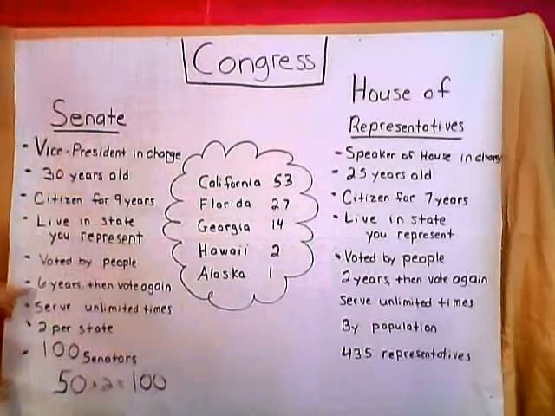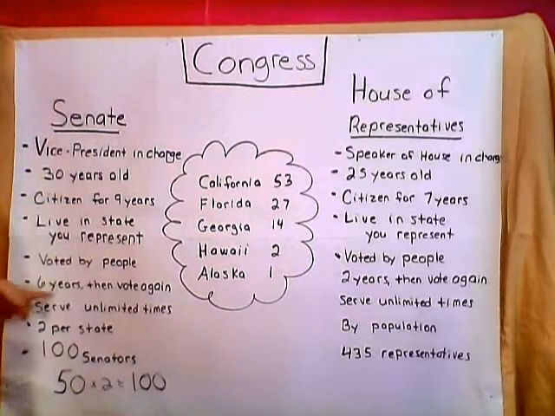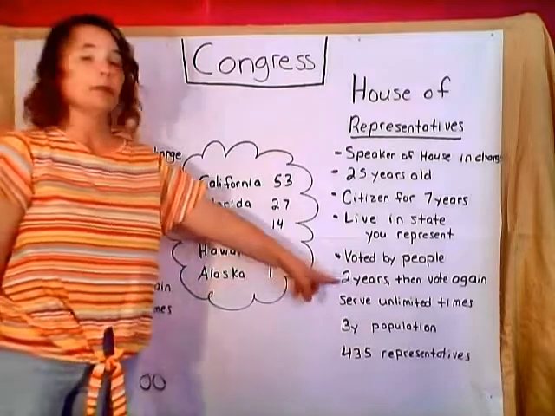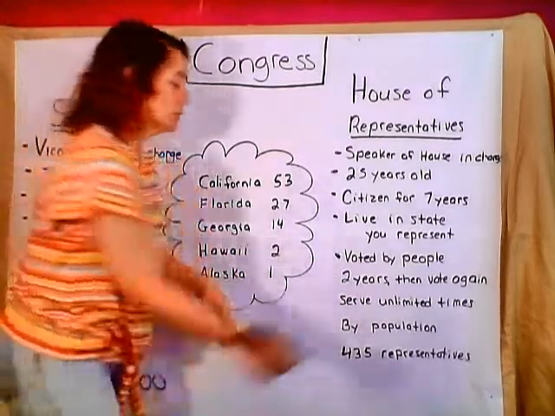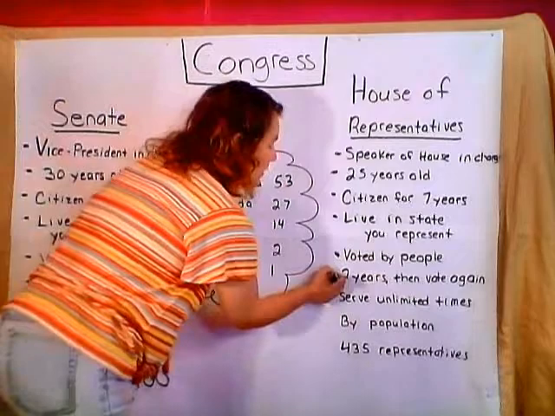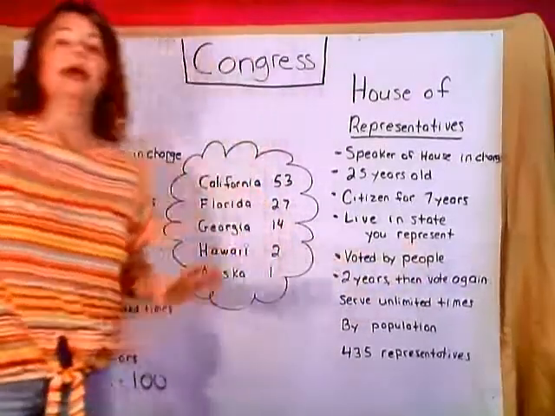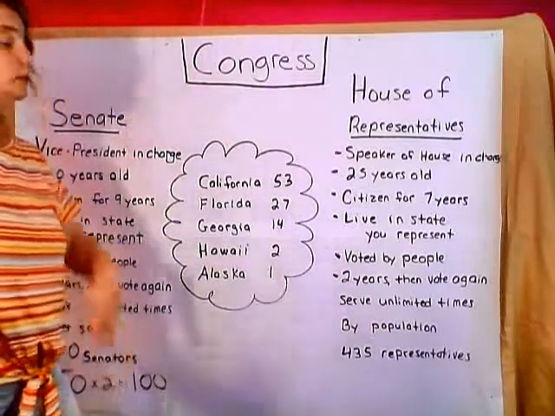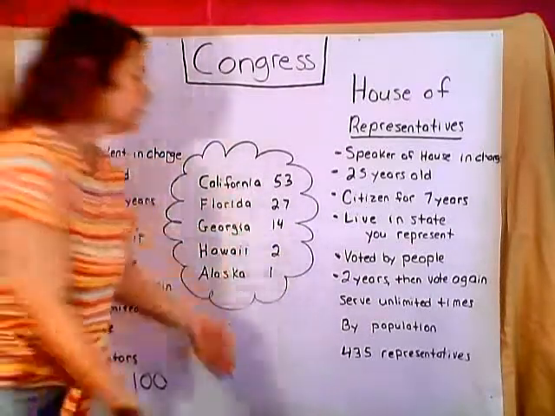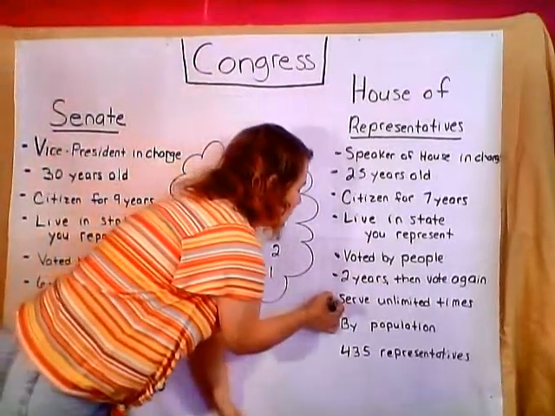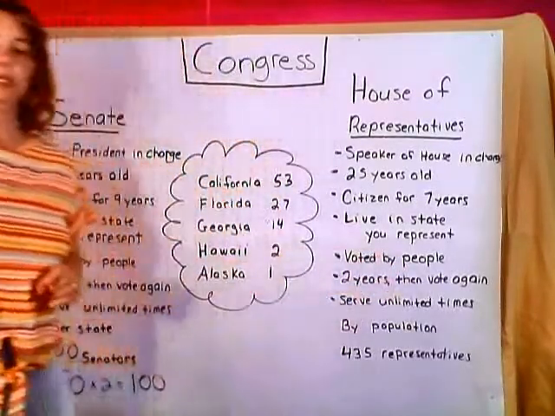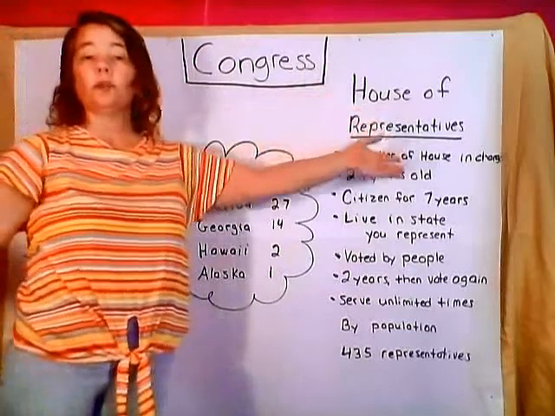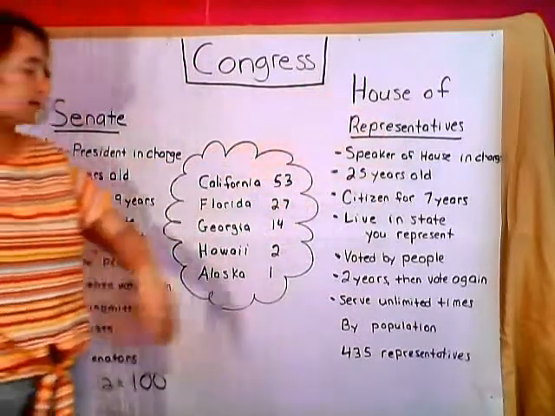Now, the senators get to be there for 6 years. They get to work for 6 years, and then they get voted again. Well, in the House of Representatives, you work for 2 years, and then you get to be voted on again. Just like in the Senate, though, you can go on and on. As long as you get voted for, you can keep going. So you can serve unlimited times. So you could serve in the House of Representatives until you were 150 years old, too, just like in the Senate.